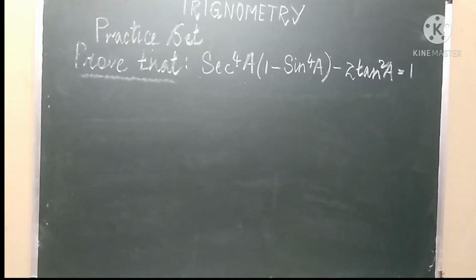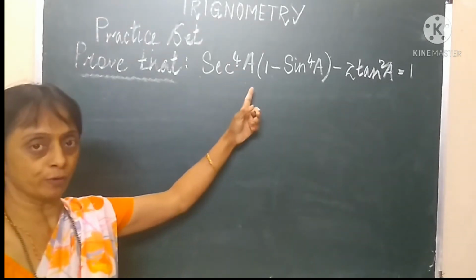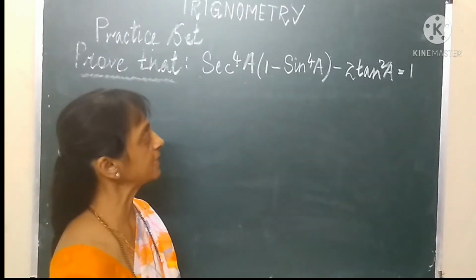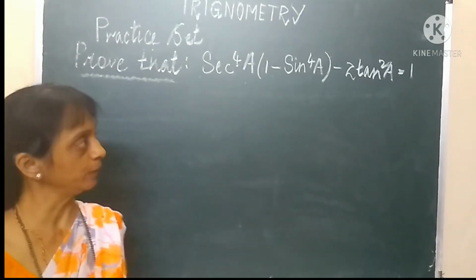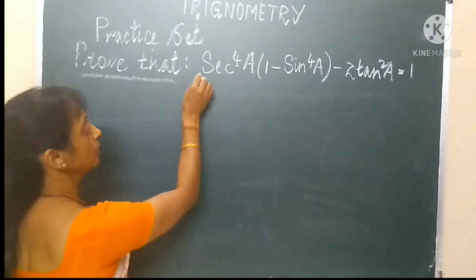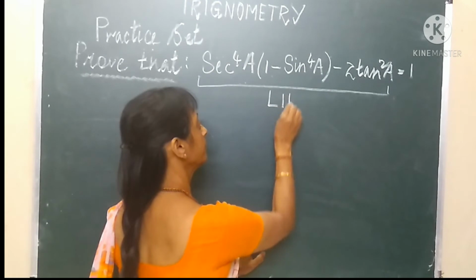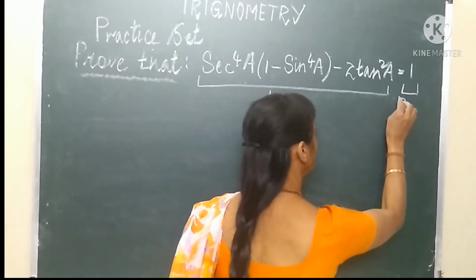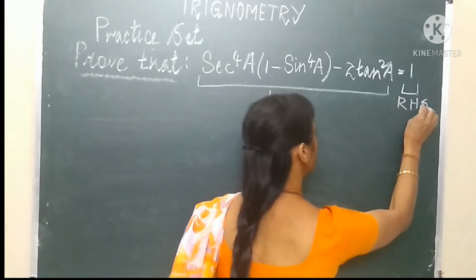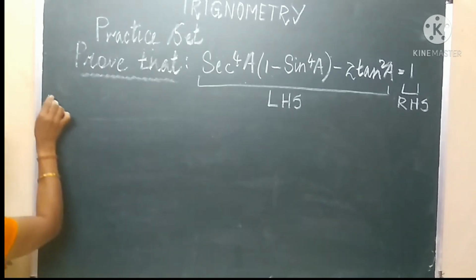So to move on with the practice set problems in trigonometry, the problem says prove that the left hand side, sec raised to 4a into bracket 1 minus sine raised to 4a, minus 2 tan square a, should be shown equal to 1. So towards our left hand side we have a big expression which has to be shown equal to only 1 on your right hand side. So let's pen down the left hand side.